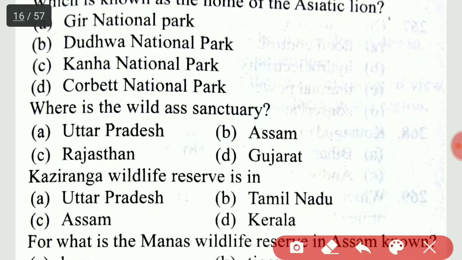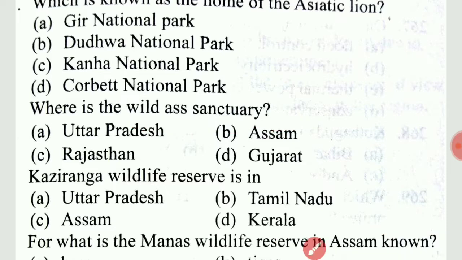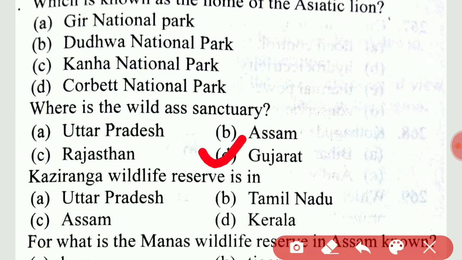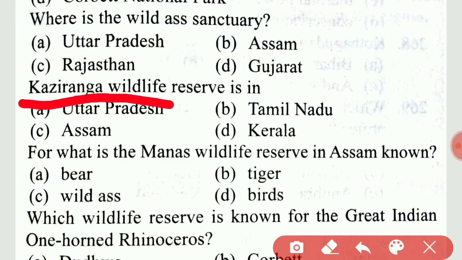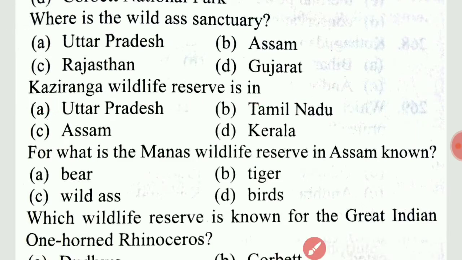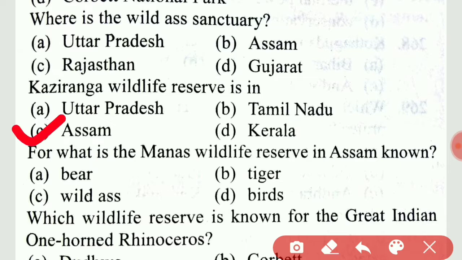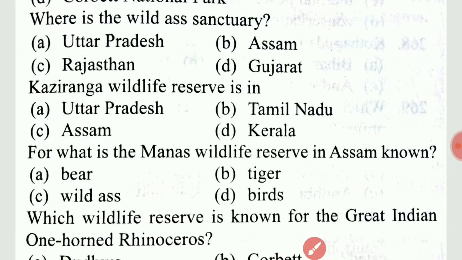Next, where is the wild ass sanctuary? The correct option is option D, Gujarat. Next, Kaziranga Wildlife Reserve is in option C, Assam.